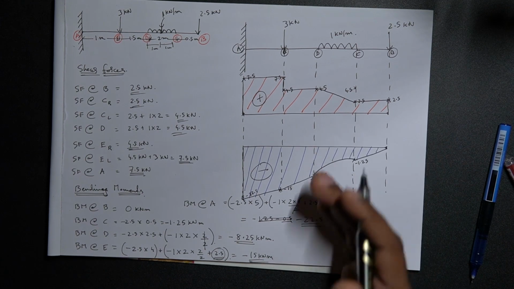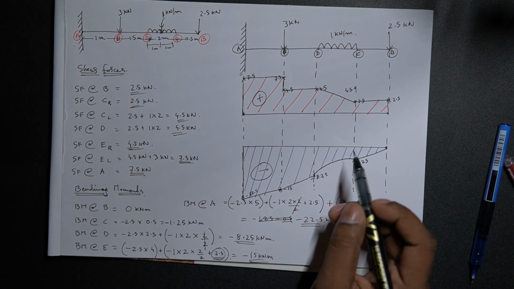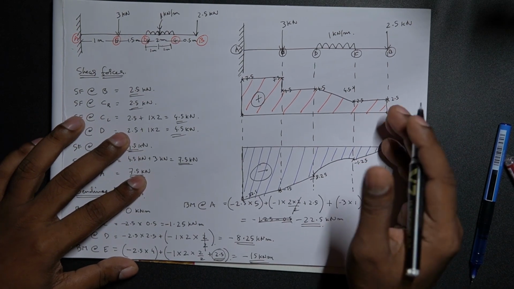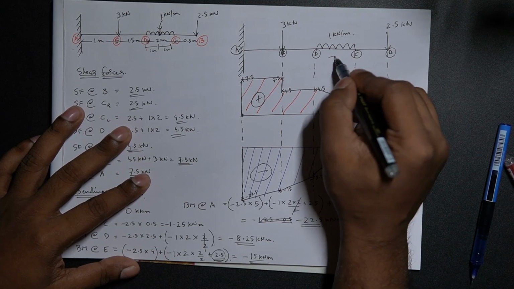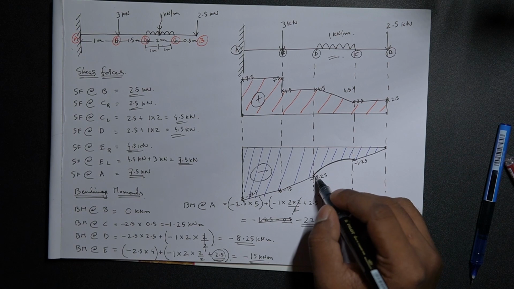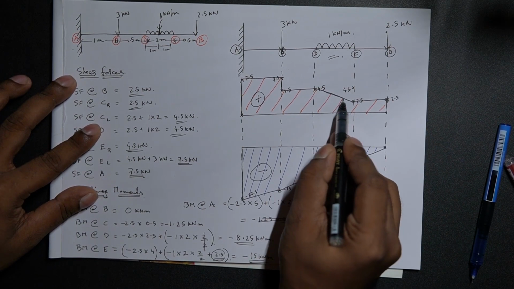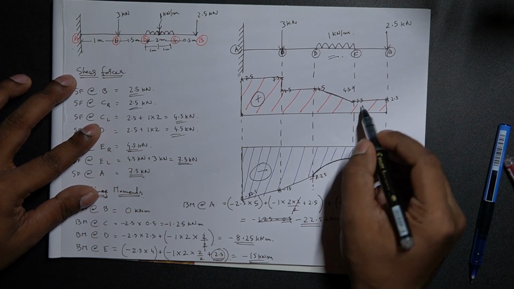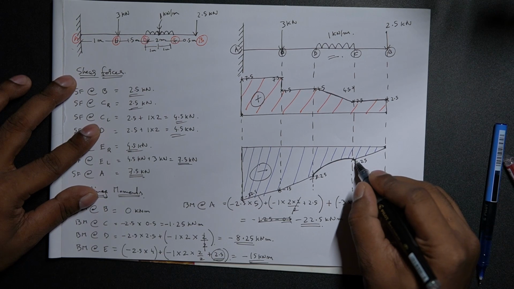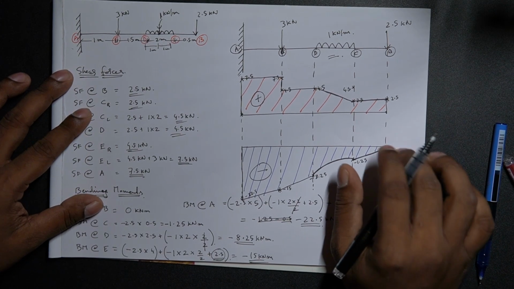This is how you calculate the bending moment and shear force and represent them in diagrams for this particular problem. The key takeaways are: for a uniformly distributed load, the bending moment diagram is parabolic, and the shear force diagram is linear. For a point load, the shear force diagram is constant, and the bending moment diagram is linear. So these are the two key takeaways.